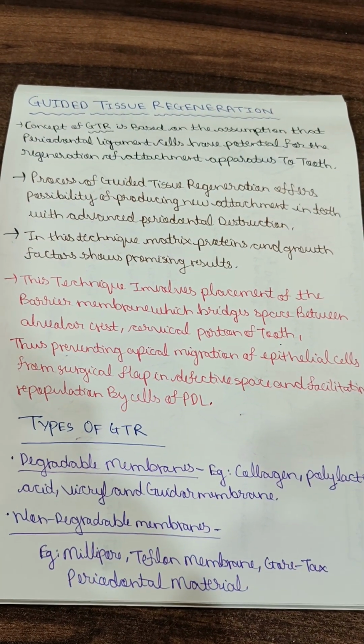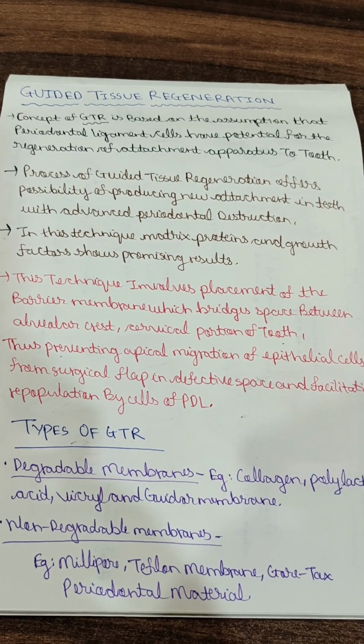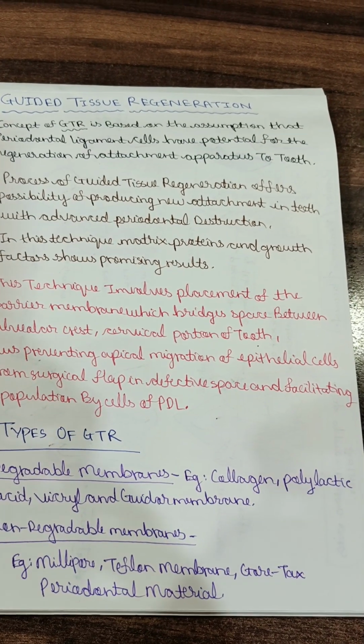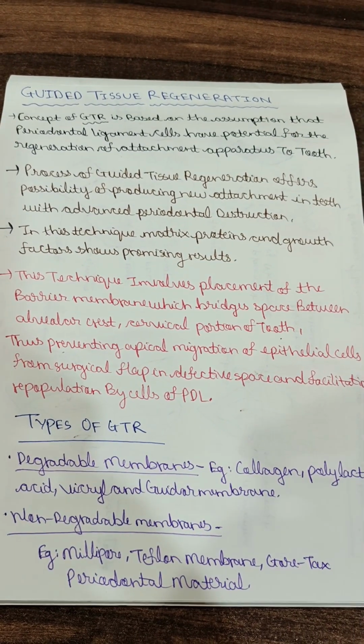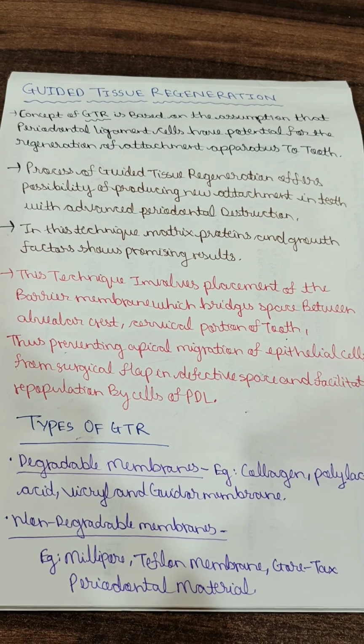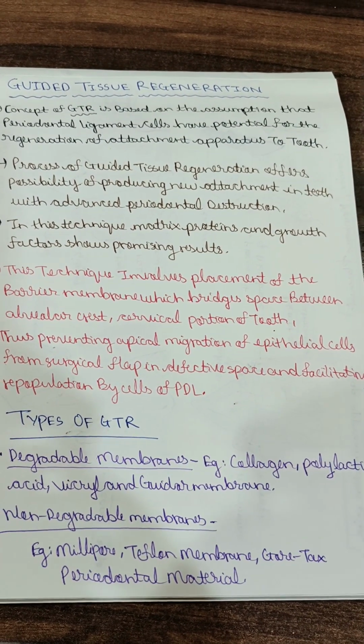the PDL. Now what are the types of GTR? Degradable membranes and non-degradable membranes. Degradable membranes, for example, are collagen, polylactic acid, vicryl and guider membrane. Non-degradable membranes include, for example, millipore, Teflon membrane, Gore-Tex periodontal material.